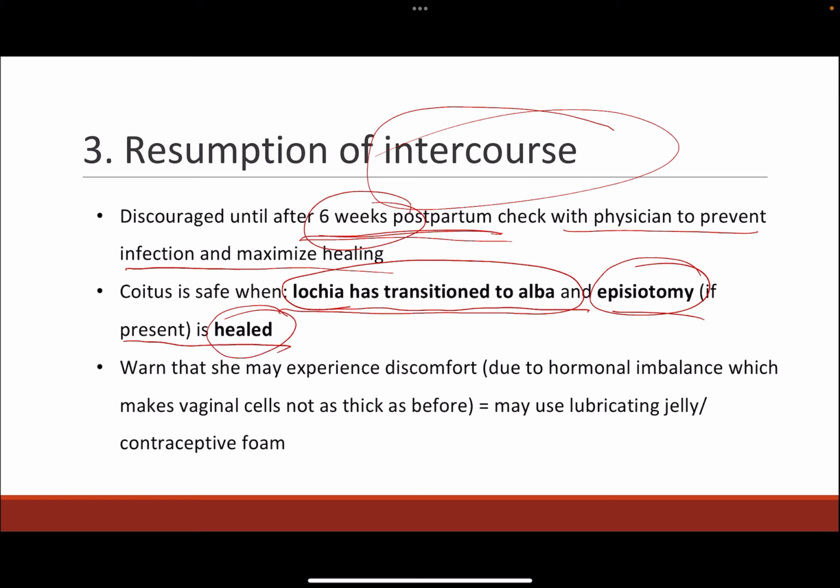Kasi there was one incident na transfer from SPMC to San Pedro kasi daw natanggal yung tahi niya. But some of the nurses said na hindi siya natanggal. Parang naganito sila. They had their coitus. So warn that she may experience discomfort, due to hormonal imbalance, which makes vaginal cells not as thick as before. Then she may use a lubricating gel or contraceptive foam.